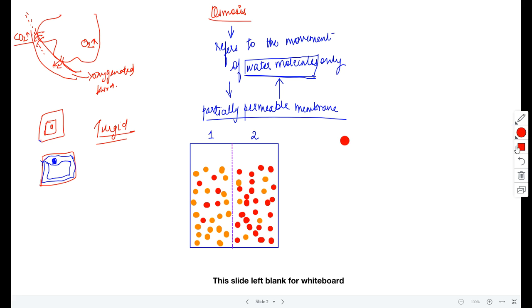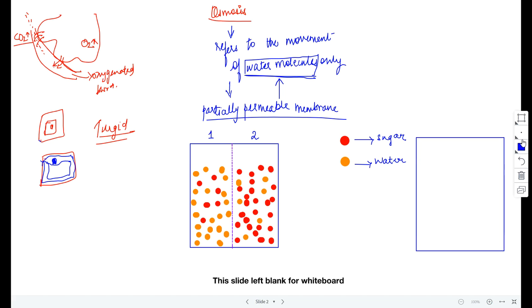So you said the orange ones are, which molecules are they again? Okay, so in solution two there are more sugar molecules, and in solution one there are more water molecules. Because it's going from a high water concentration to a low water concentration, from high to low, so it would go from 1 to 2, right? High water concentration to a lower water concentration.